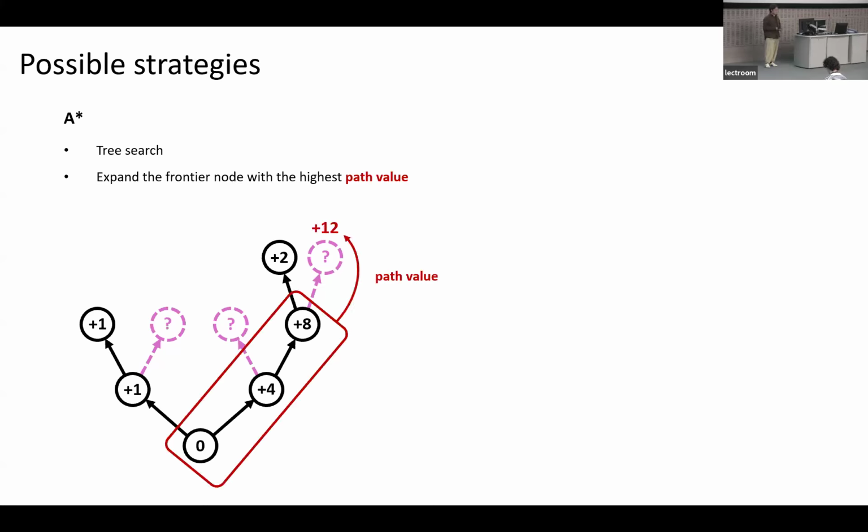In this case, A star will compute the path value of a candidate node, which is the cumulative reward of the path leading to that node. It does so for each candidate node, and it expands the node with the highest path value. Also, A star always expands a new node in the task, so it doesn't naturally revisit nodes.